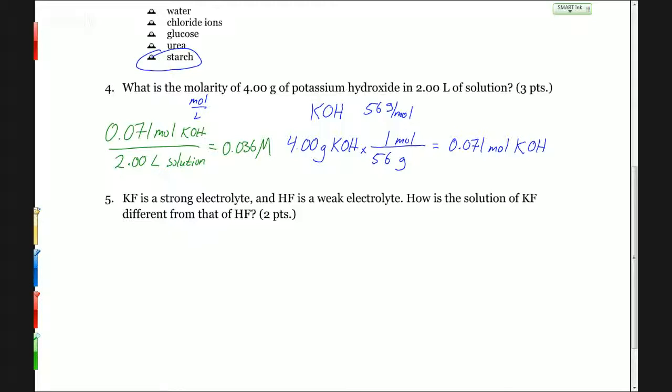Whereas HF, what's different there? Yeah, it mostly stays together. Only a little bit actually breaks apart. So there's some H plus and F minus ions in an HF solution, but it's mostly still whole HF molecules that have not broken apart. So that's the difference. If you said something about that one being individual ions that have broken apart in solution, and the other being a covalent compound that mostly stays together in solution, that's what I was looking for on that one.